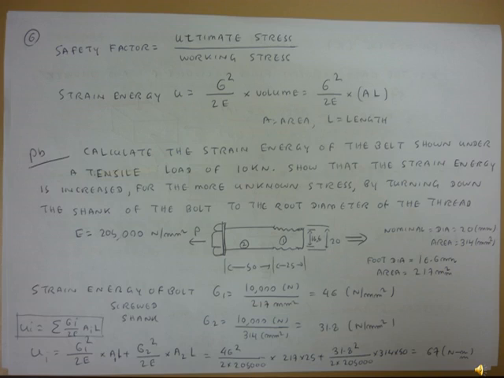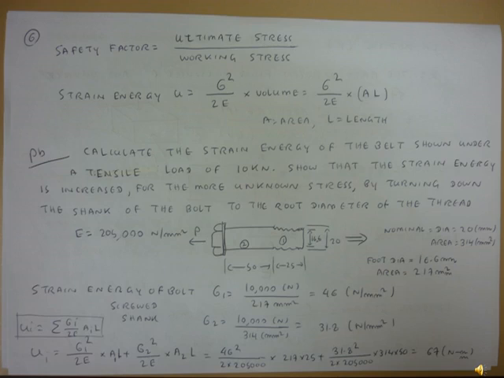The strain energy of the bolt: G1 can be calculated. The force acting on this bolt is 10,000 Newton divided by the area 217 millimeter square, so you get G1 equal to 46 Newton per millimeter square. In the meantime, we can also calculate the stress G2 equal to the force 10,000 Newton divided by area 314 millimeter square, so we get 31.8 Newton per millimeter square. So G1 and G2 we can calculate.